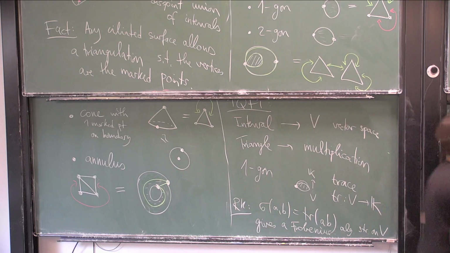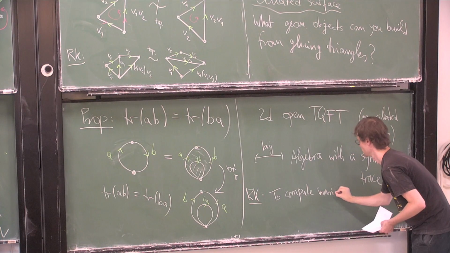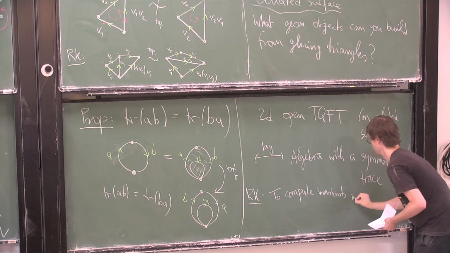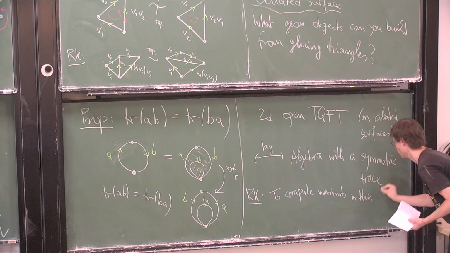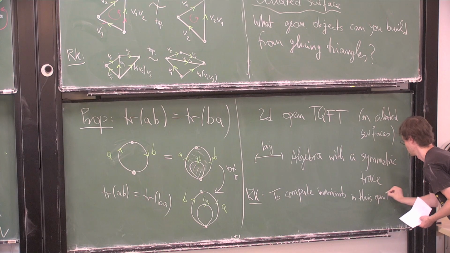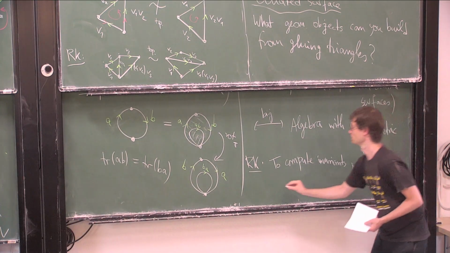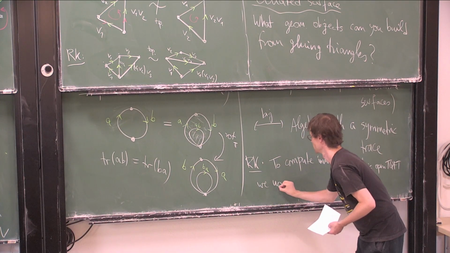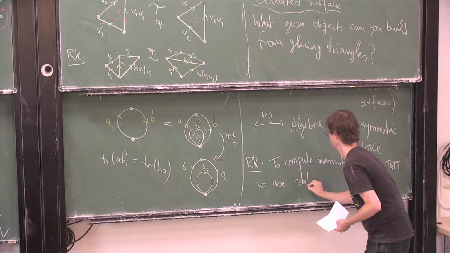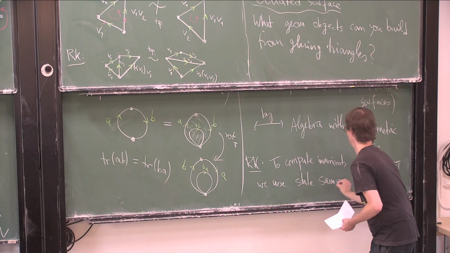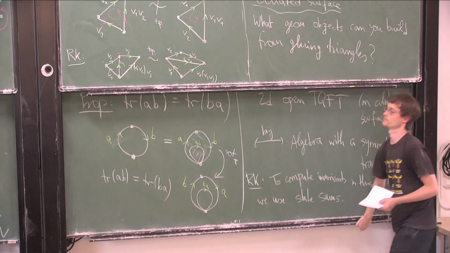So maybe I will just write this remark. To compute anything like invariants, for example, with this open TQFT, what we use is this kind of state sum. We use state sums like from statistical mechanics.